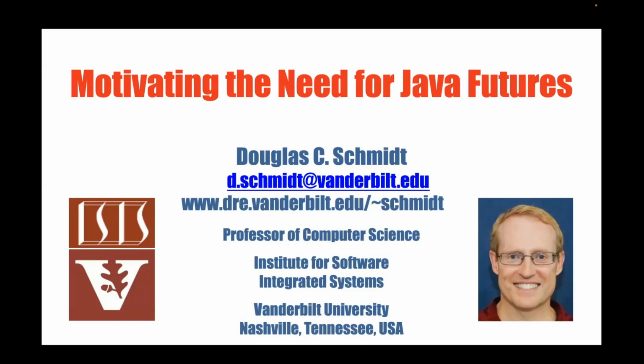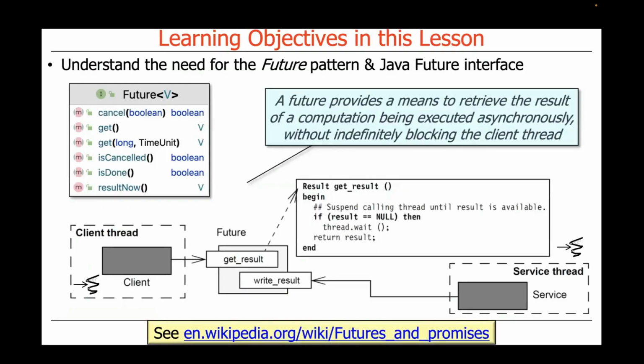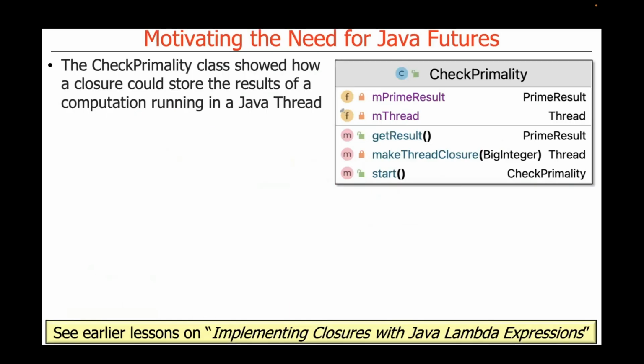So we're going to begin our coverage in this lesson by motivating the need for Java futures. I'll explain what the future pattern is, and I'll also talk about what the Java future interface is. We'll talk about this in a lot of detail, but in a nutshell, a future provides a means to retrieve the result of a computation that's being executed asynchronously without requiring indefinite blocking of the client thread or the caller thread. So why do we need futures, or what can futures do for us?